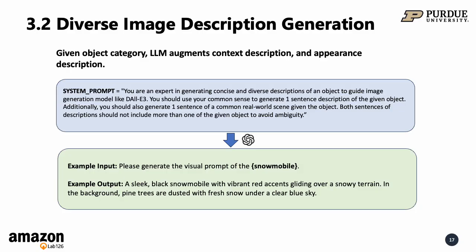For diverse image description generation, we give GPT-4o a system prompt and a category of the object. GPT-4o then generates appearance descriptions and background context descriptions. For example, given snowmobile as input, GPT-4o generates the following example output. The diversity and rationality of these descriptions directly influence the image generation quality.